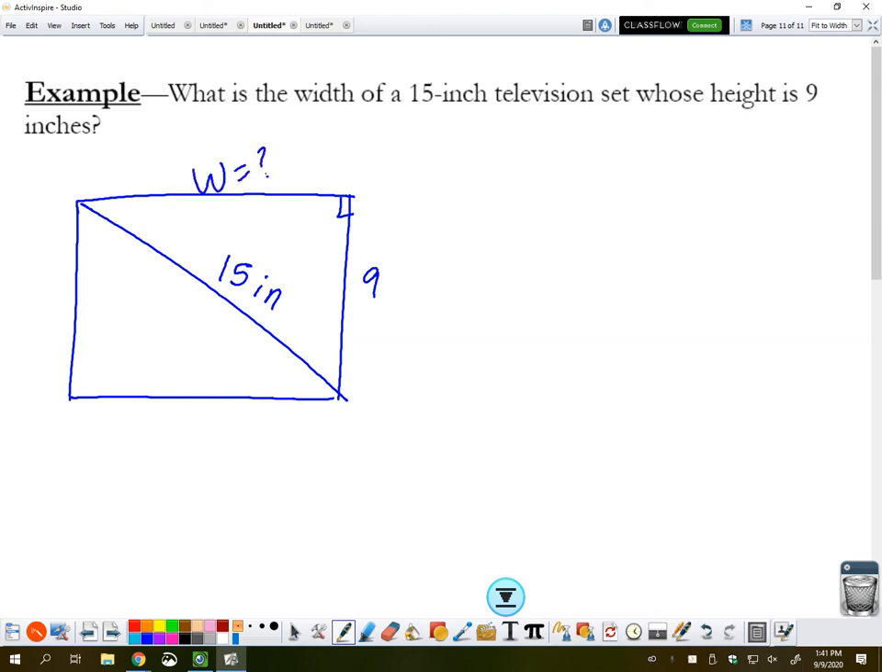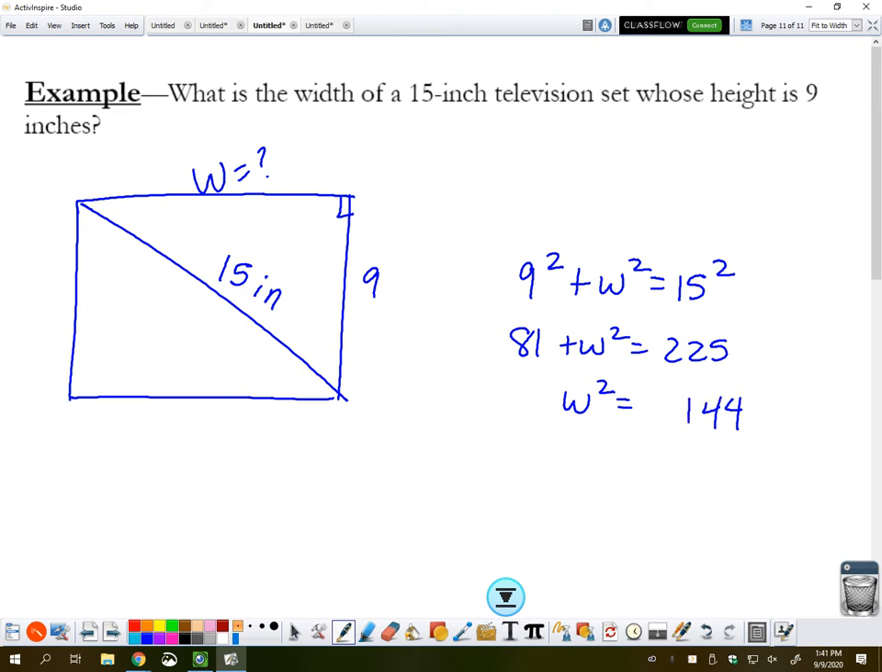So the Pythagorean theorem says 9 squared plus w squared is 15 squared. So 81 plus w squared is 225. So w squared is, what's that, 225 minus 81, 144. So the width is 12. And in this case, we're talking about a width, so we're not going to think about the negative. And we are dealing with inches. All right, I think that is it.